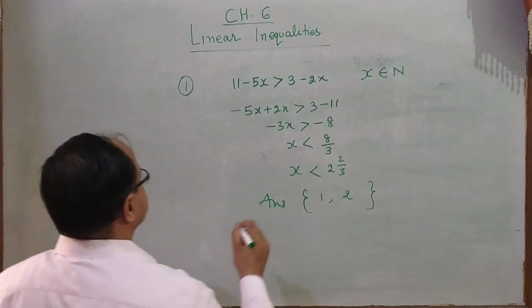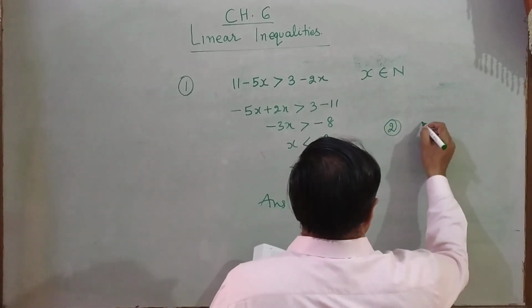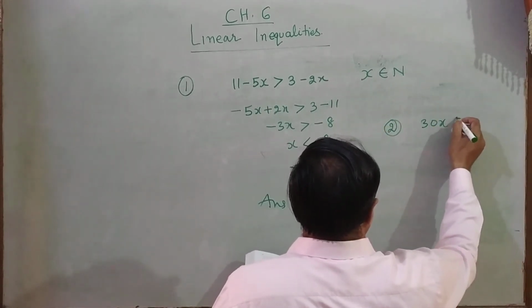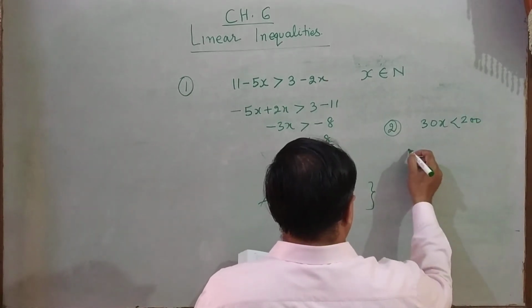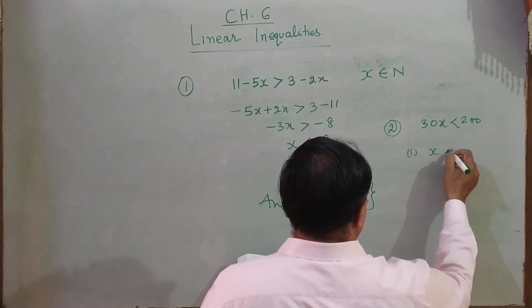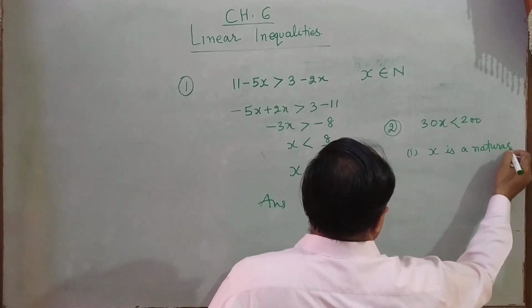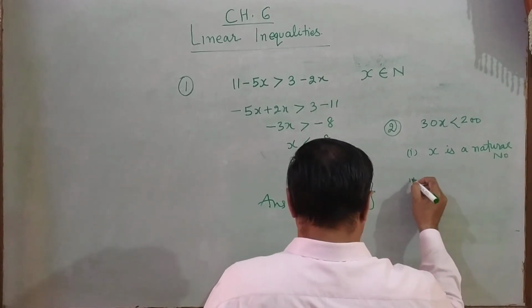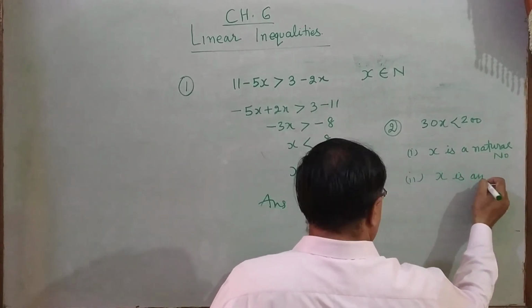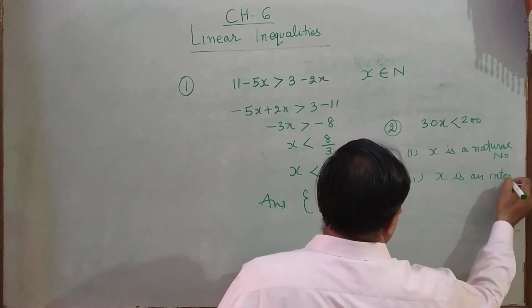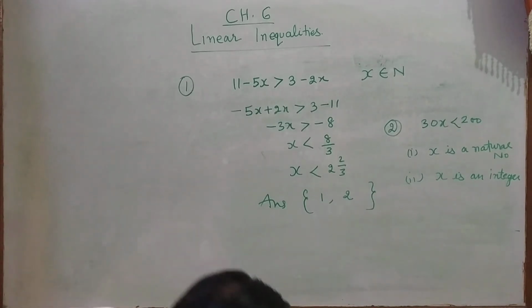One more question. Second question. 30x less than 200. Number 1, when x is a natural number. Second, when x is an integer. Clear?